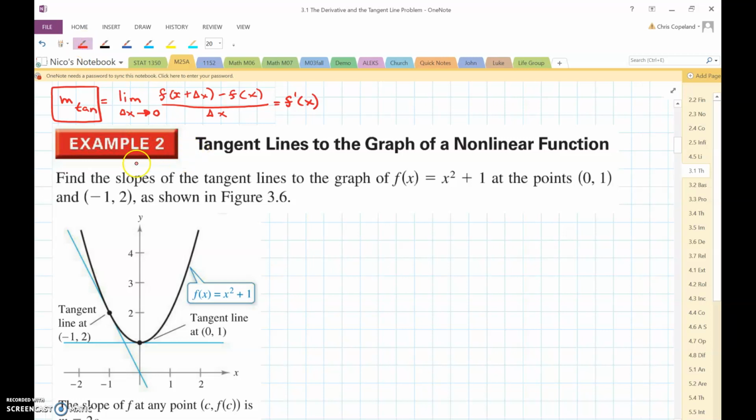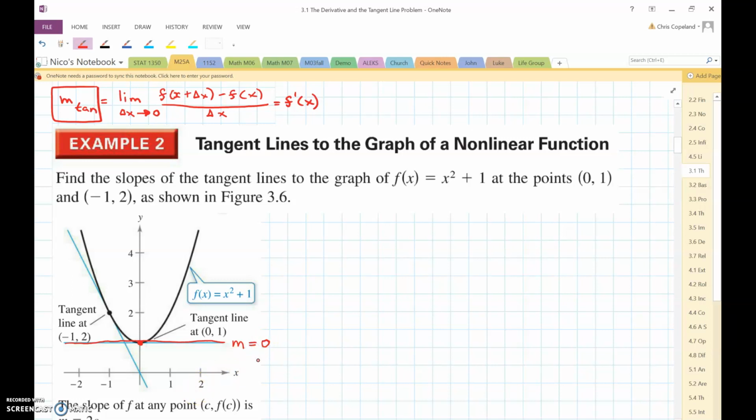Example 2, we're going to find the slope of the tangent lines to the graph of f of x equals x squared plus 1 at the points (1, 0) and (-1, 2), as shown in the figure. If we look here, we have our function graphed in black, f of x equals x squared plus 1, and I want you to find the slope at the point (1, 0). You can see the tangent line here. If I were to guess, the slope of that line would be 0.